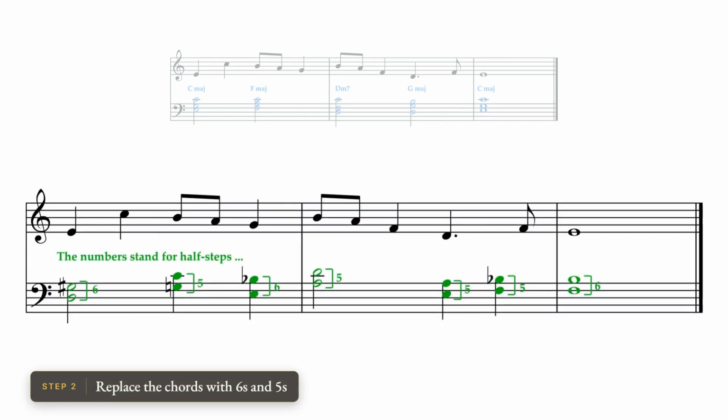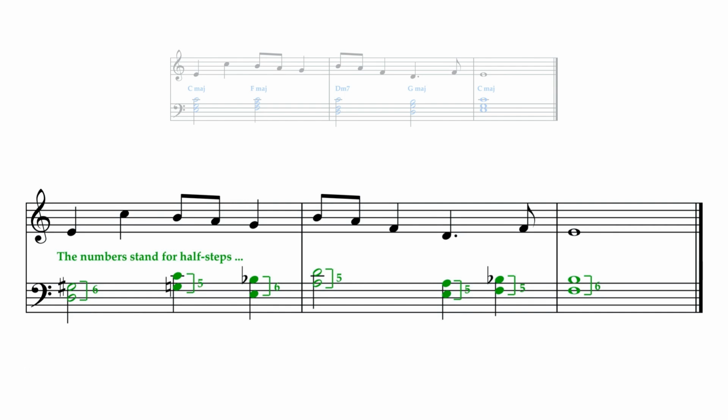Next, I replaced the chords and simply put a 6 or a 5 interval below the melody. And my only guideline was to avoid a 13 vertically. That is 13 chromatic steps between any of the tones.